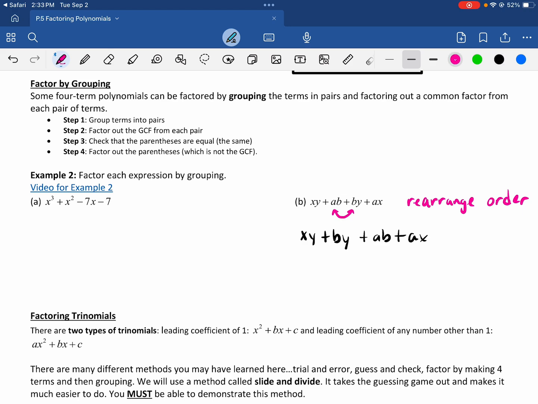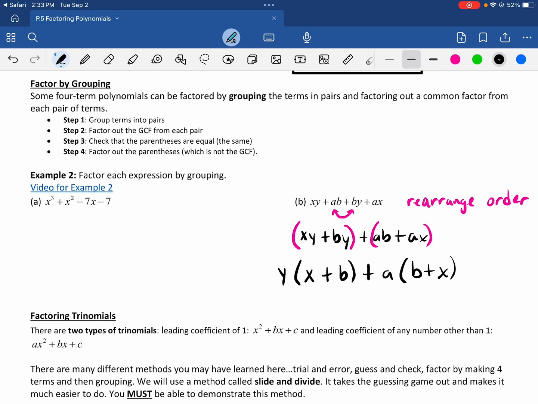And then grouping works like this. Group the first two terms together, group the second two terms together. And then from each group, we are looking for what is the greatest common factor. For the first group, I get a y, and it leaves behind an x plus b. And then for the second group, the greatest common factor is an a, and that leaves a b plus x.